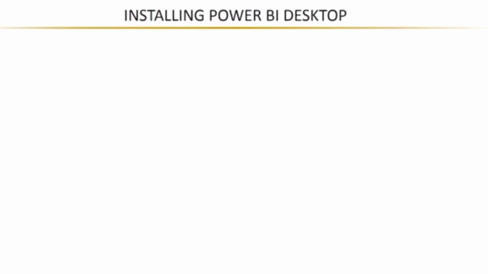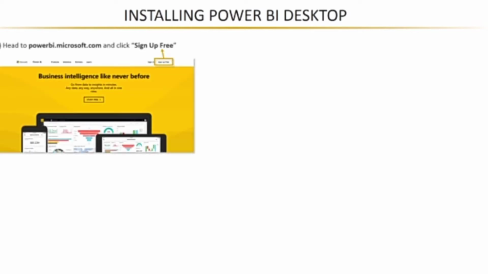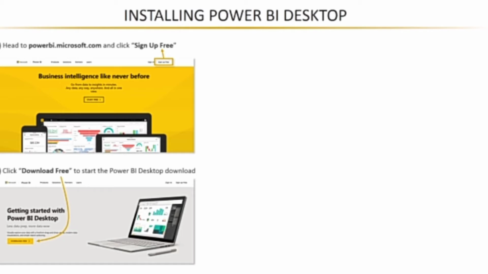Let's cover installing Power BI Desktop and adjusting settings for the purposes of this course. If you haven't already downloaded the program, it's a very simple process. Just head to powerbi.microsoft.com and click that sign up free button in the top right. That will take you to another page that should look something like this. You can click the download free button. That will actually start your Power BI Desktop download.